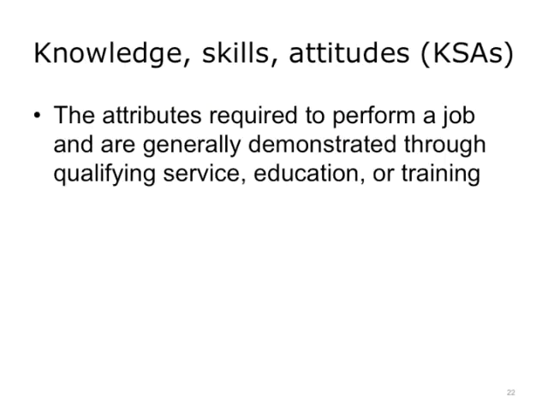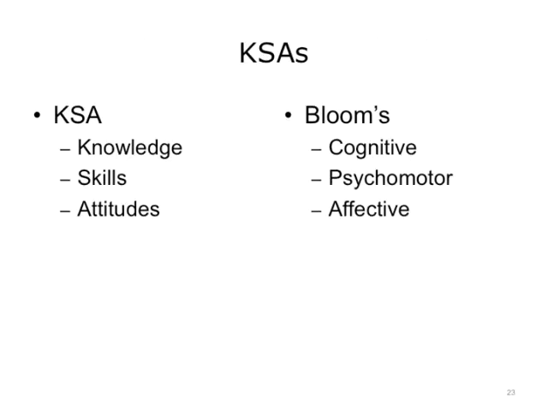Another way to present Bloom's taxonomy is with KSAs, knowledge, skills, and attributes. You may see KSA represented more frequently in government training and HR requirements. These are the attributes required to perform a job and are generally demonstrated through qualifying service, experience, education, or training. We can compare the KSAs to the Bloom's taxonomy. You see knowledge correlates to the cognitive, skills correlate to psychomotor, and attitudes to Bloom's affective domain.